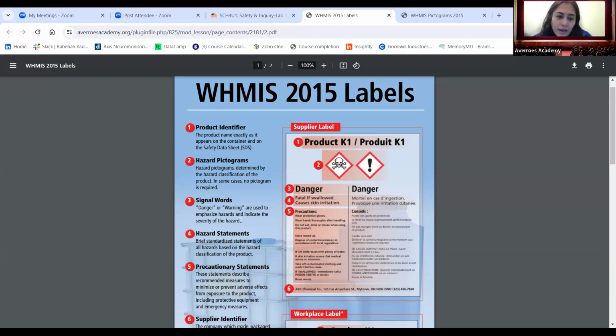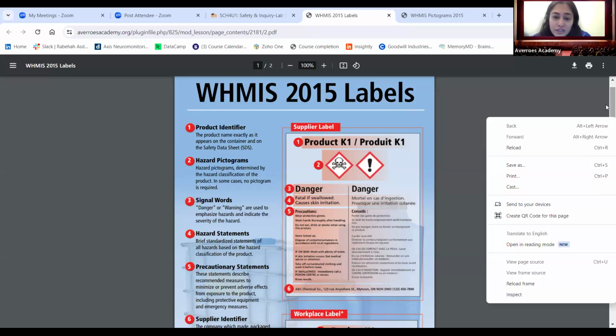And then we have number four, which means how are they dangerous, right? Hazard statements, basically. That means it's a brief standardized statement of all hazards based on hazard classification of the product. So number four, we have fatal if swallowed, okay? Causes skin irritation, okay?